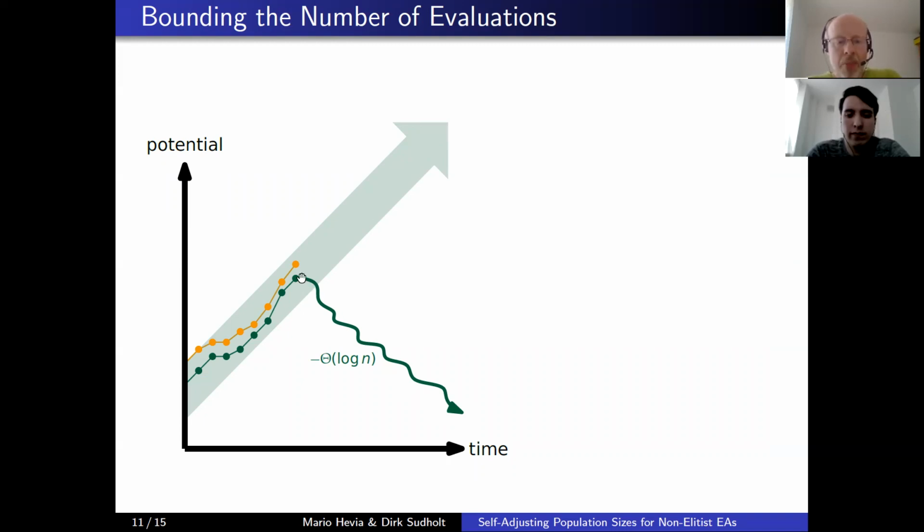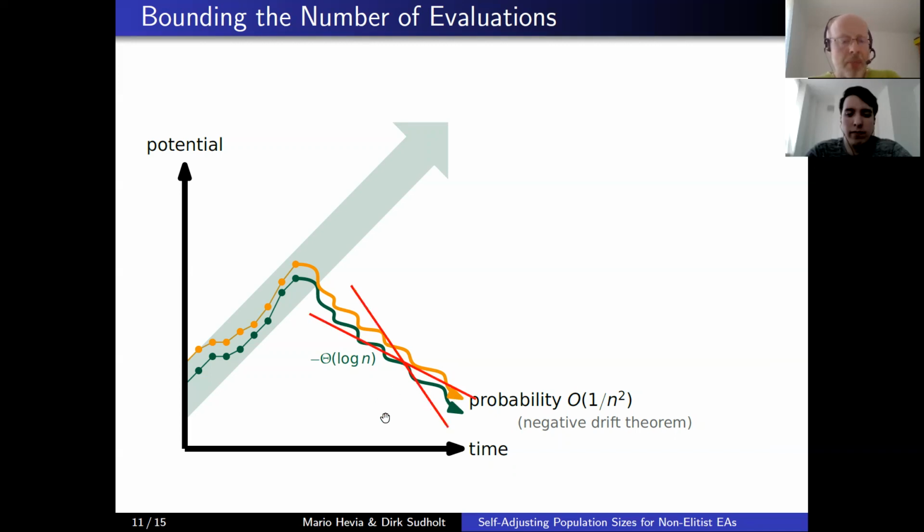This would mean that the algorithm would have to fight against the drift pointing up over a prolonged period of time. And we show using the negative drift theorem that this has a very small probability of ever happening. And because the fitness is quite close to the potential, we also get that the probability of the fitness decreasing by something logarithmic is also very small. So small that we can in fact just assume that this doesn't happen in a typical run.